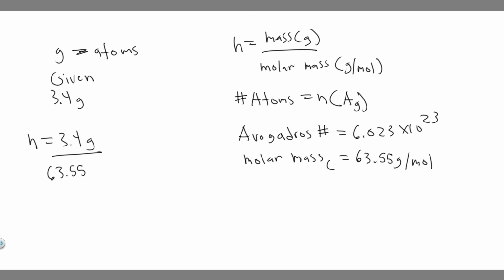If you go ahead and do that, 3.4 divided by 63.55, you get 0.053511. I'm just going to leave the calculator value in here when I multiply it by this. This is the number of moles. Then in order to convert into atoms, all we have to do is multiply it by Avogadro's number, this value right here, 6.023 times 10 to the 23.